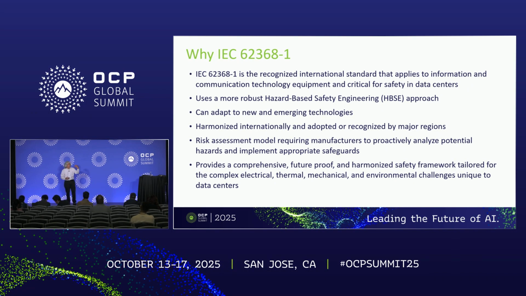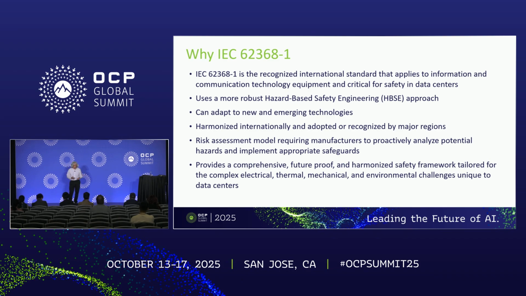Canada has the CSA version of that. Europe has their own version of the 62368, and they take the base document and add their national differences that adapt it to the regional electrical codes that actually exist. So that's kind of what happens with these standards.